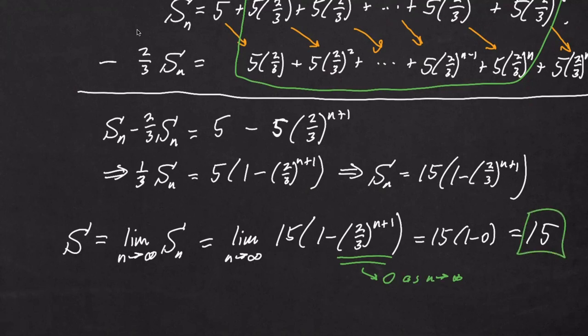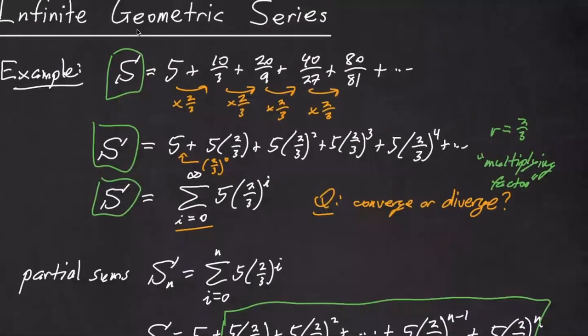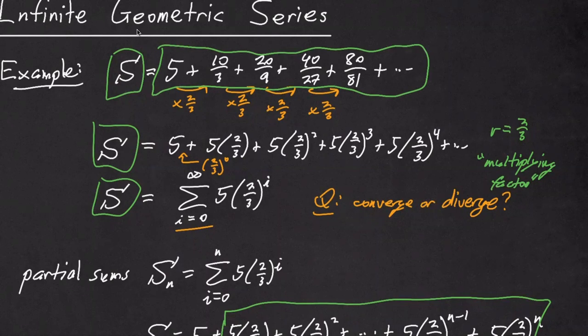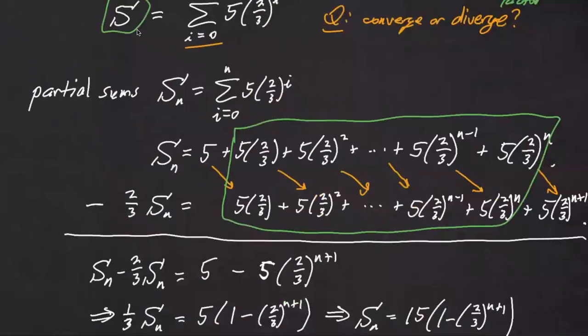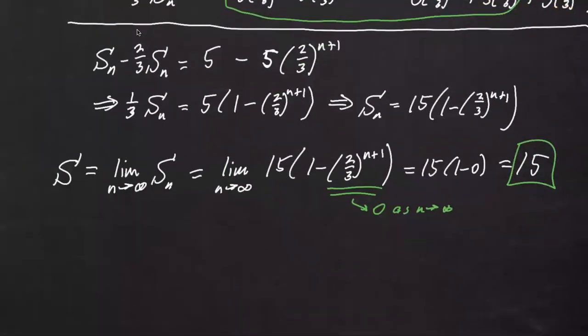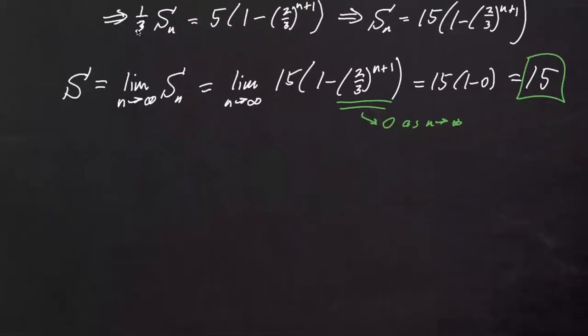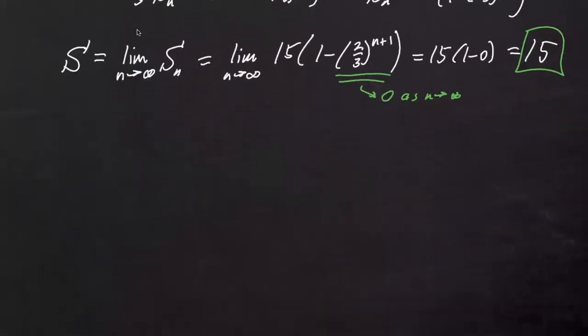If we go all the way back to the top here and look at this thing, 5 plus 10 thirds plus 20 over 9 plus 40 over 27 plus 80 over 81 plus dot, dot, dot, and so on, keep the pattern going, then sort of miraculously, it actually adds up to a finite number, and that number is 15. Okay, so that's kind of nice. Let me just do one more example before I give you the general formula, or maybe one or two more examples because it's going to be instructive.